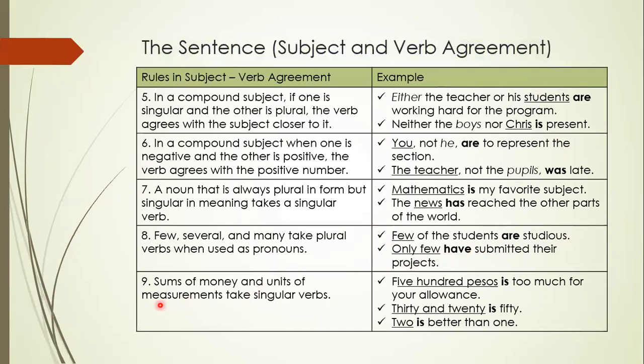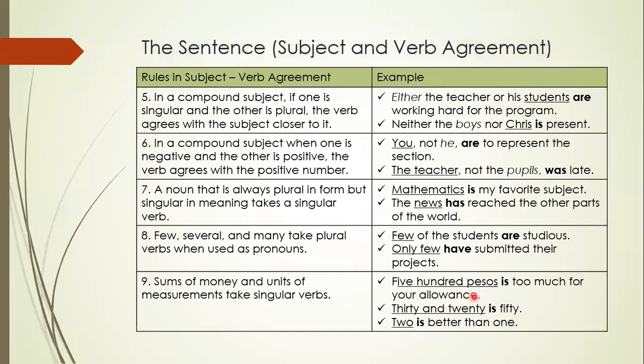All right, number 9, sums of money like peso, dollars, pounds, and so on, and units of measurements take singular verbs. Okay, they always take singular verbs. Let's have example number 1, first sentence for number 9. 500 pesos is too much for your allowance.